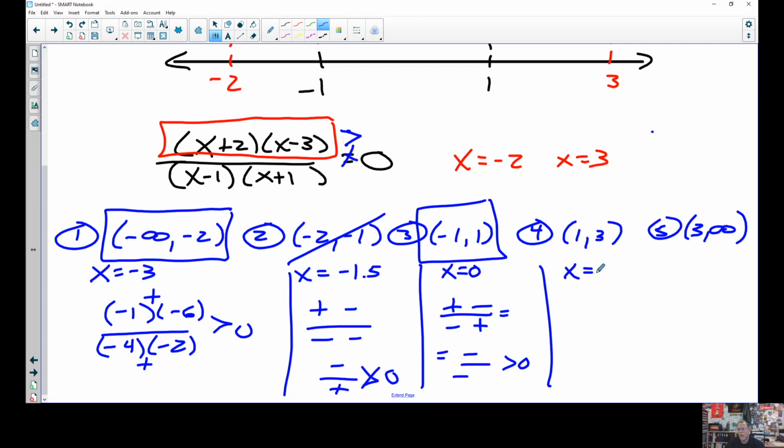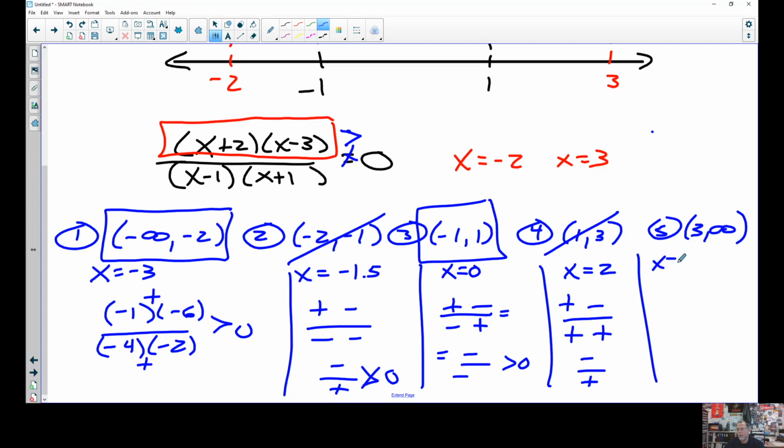Between 1 and 3, x equals 2. If x equals 2, 2 plus 2 is +4. 2 minus 3 is -1. 2 minus 1 is +1. 2 plus 1 is positive 3. So we've got a negative over a positive. That makes a negative that is not greater than 0.